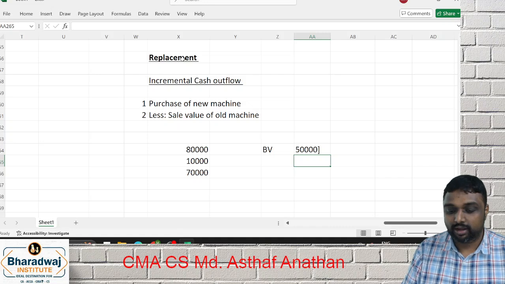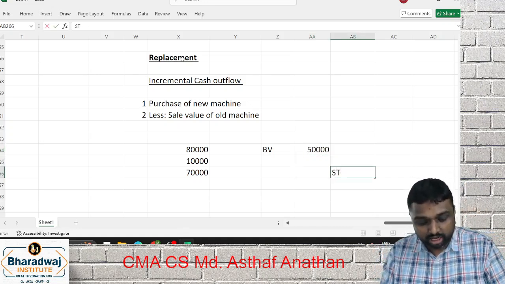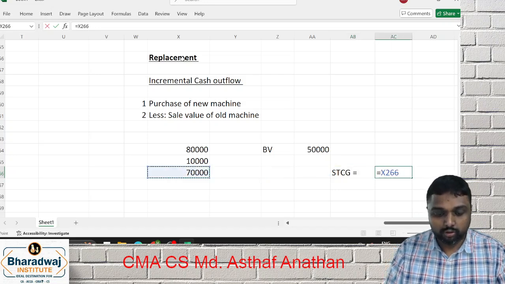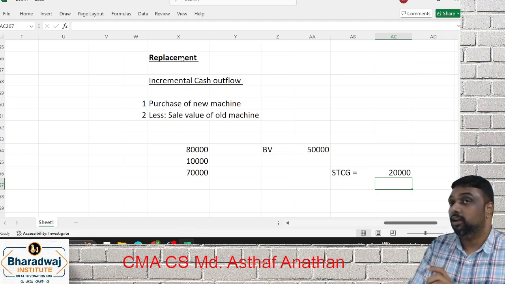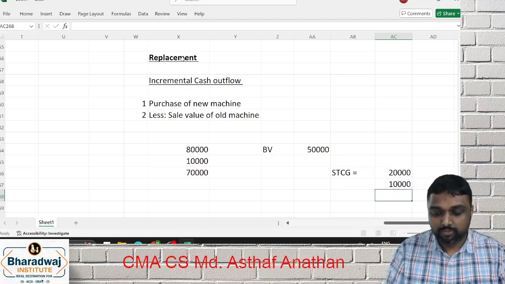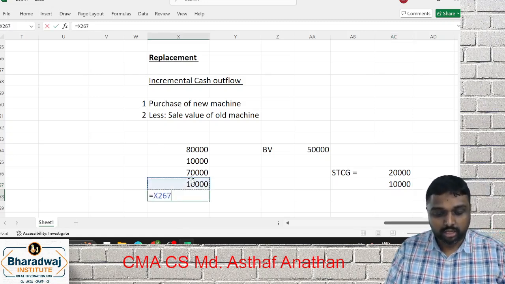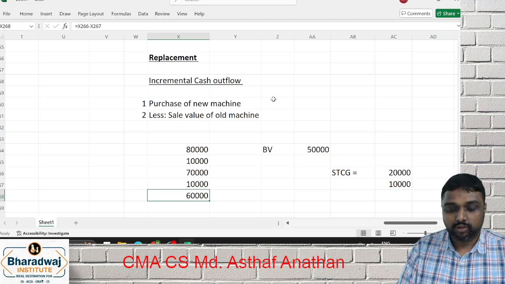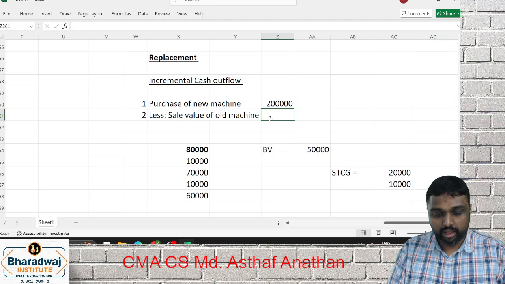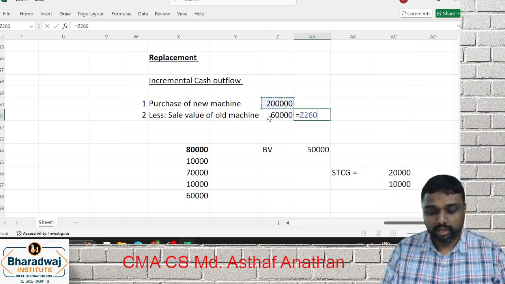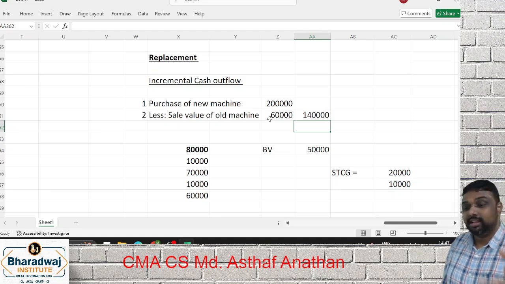If the book value is only 50, then can anyone tell? Very good, you are having a short-term capital gain. You are selling at 70 while the book value is 50,000, so you are getting a short-term capital gain of 20. The tax rate is 50%, so the additional outflow is 10,000. Again you have to reduce 10,000, so the net amount will be 60. If your new machine purchase is 2 lakh, though the book value given is 80,000, you have to take only 60,000. Your incremental cash outflow is 1 lakh.